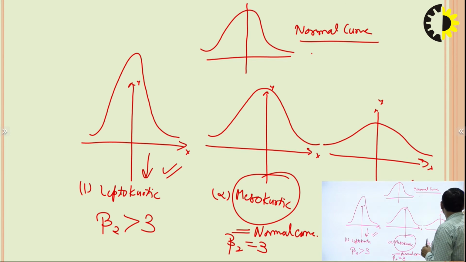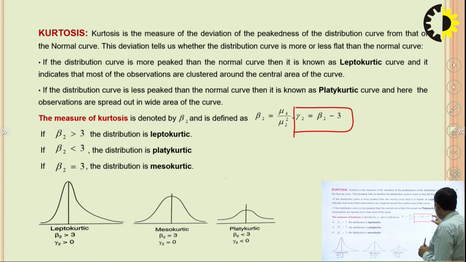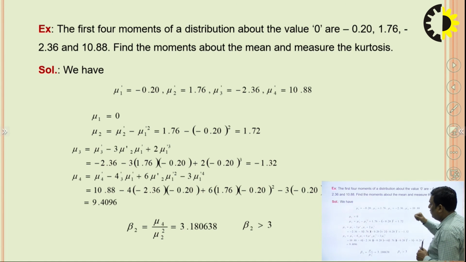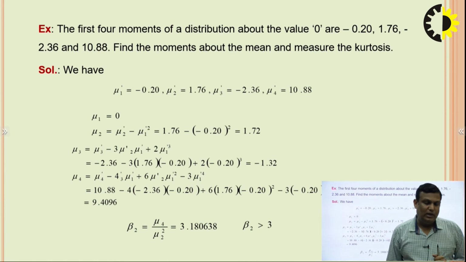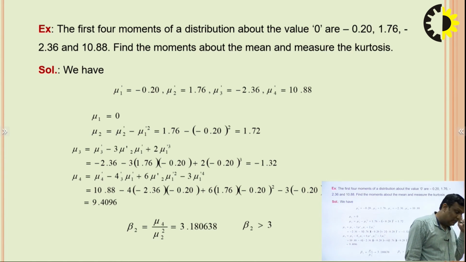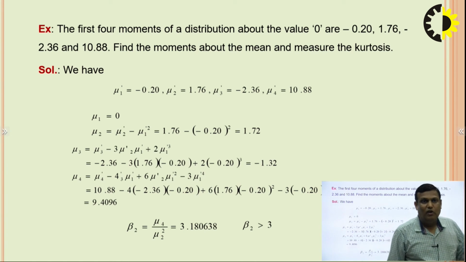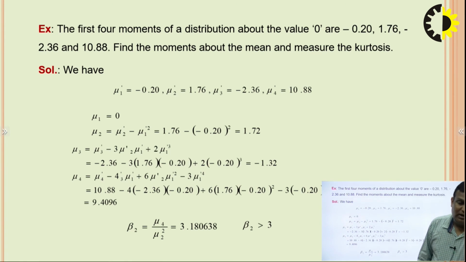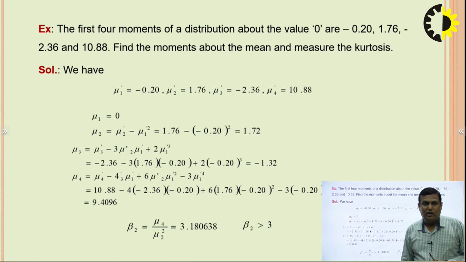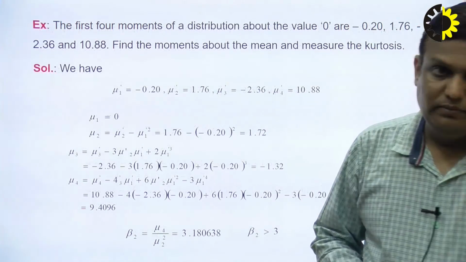So in this problem, the final value is beta 2 equal to 3.18, which is more than 3, which means that according to this problem our curve is leptokurtic. So that's the topic of skewness and kurtosis. Okay, thanks.